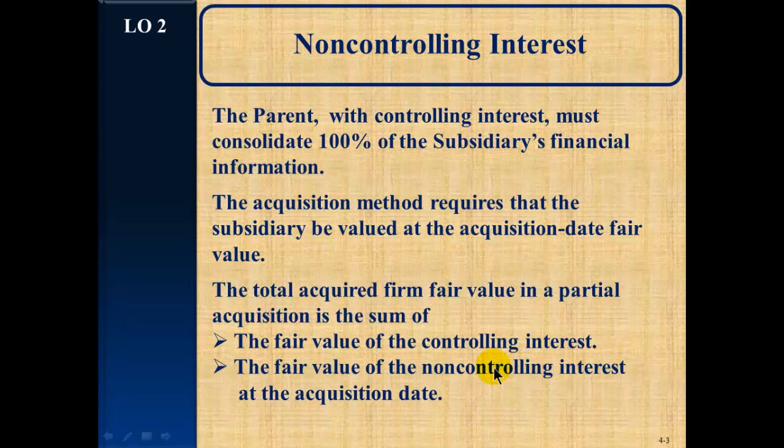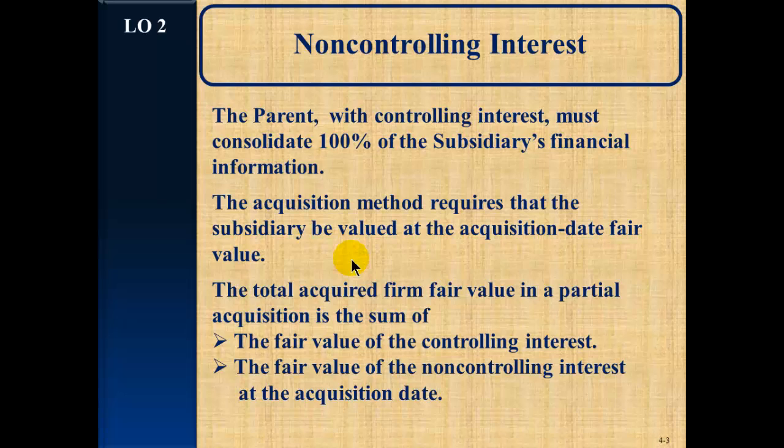So the parent with the controlling interest must consolidate all of 100% of the subsidiary's financial information. So every caption on the balance sheet, all of the income statement, they're going to show that on the consolidated worksheet. So it's not like we have to split every item, cash, receivables, fixed assets, bonds, whatever. We don't have to split it between the controlling and non-controlling interest. We're going to show that NCI as its own caption. So we're bringing over 100% of the items of the subsidiary on our consolidation.